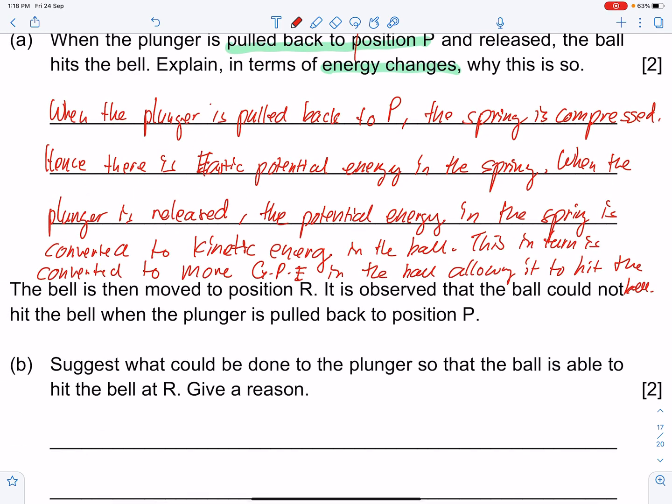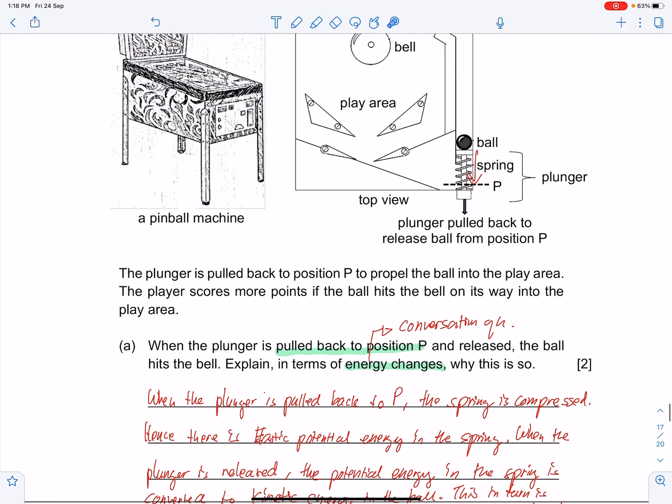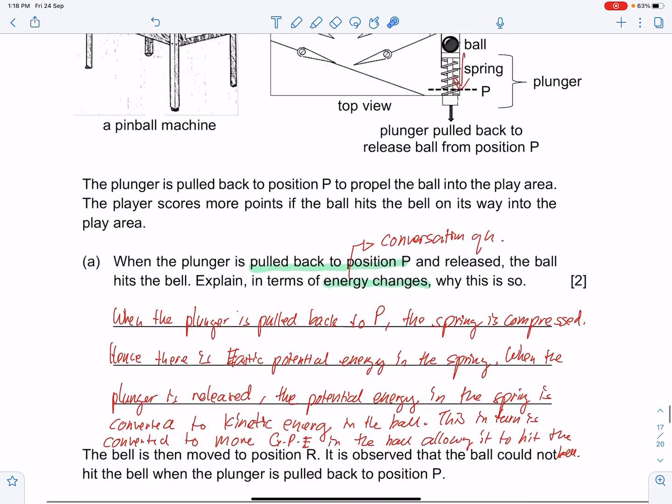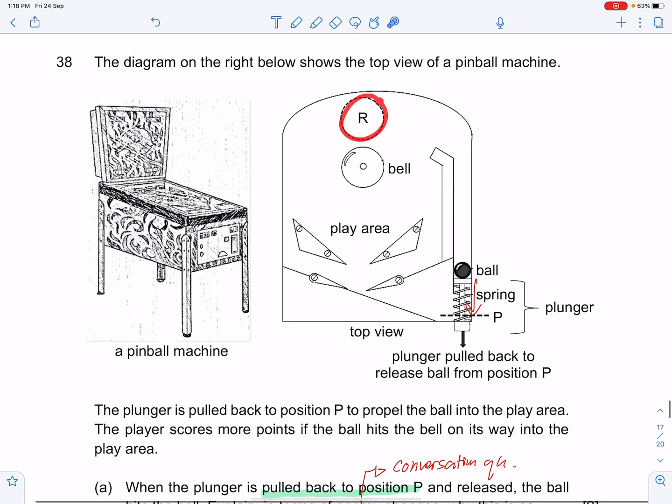Now, then they ask you, the bell is then moved to position R. It is observed that the ball could not hit the bell when the plunger is pulled back to position P. Suggest what could be done to the plunger so that the ball is able to hit the bell at R. Give a reason. Now, this question, a lot of you tell me, oh, compress the spring more. Hello? The question already tells you that it's already at P. P is the maximum level it can go to already. How can you compress it even more? You can't. So the whole idea is, if it is at a higher position, you will need more kinetic energy to get it to the top.